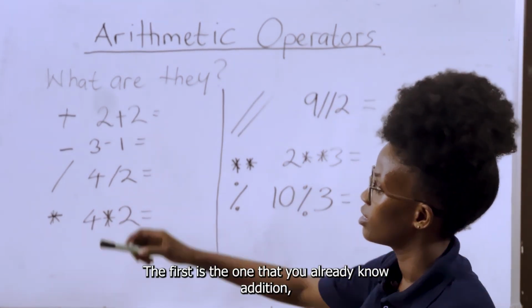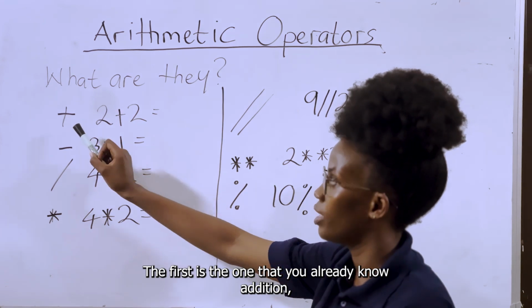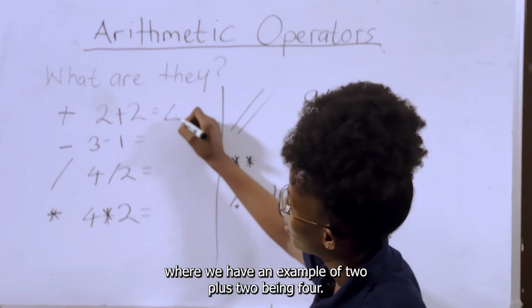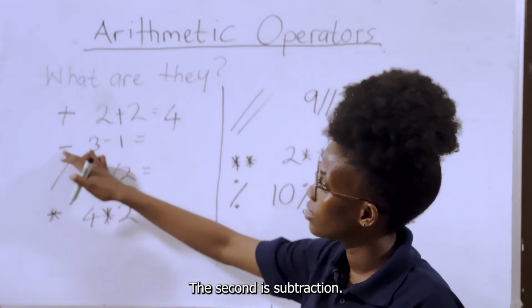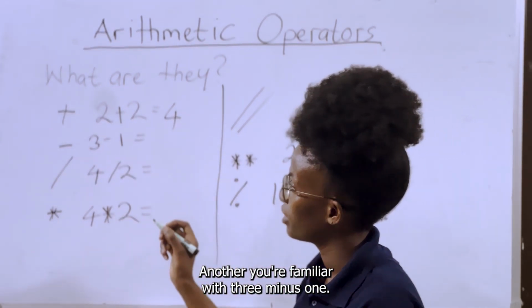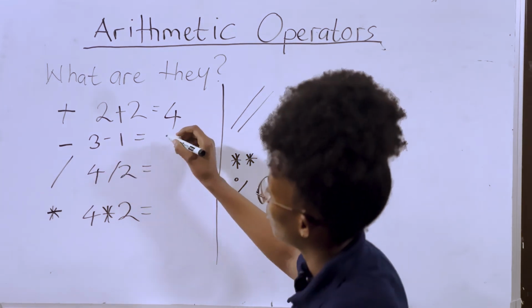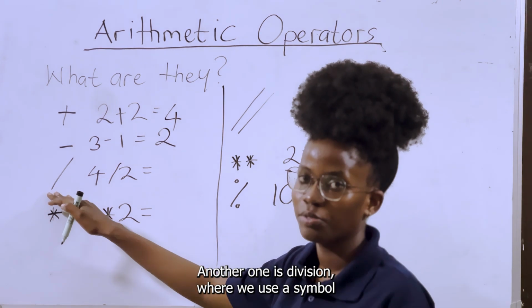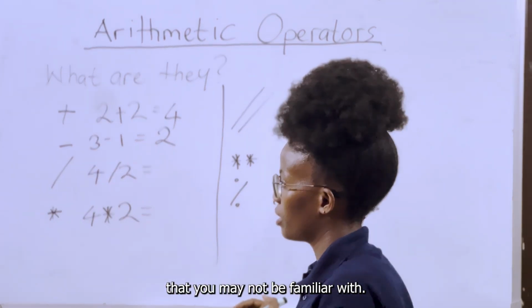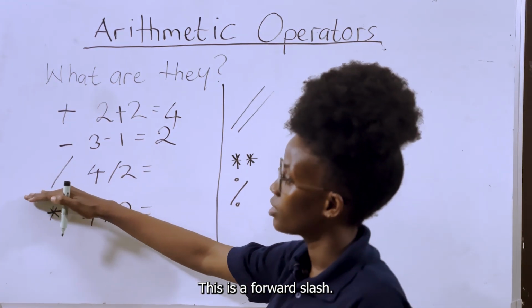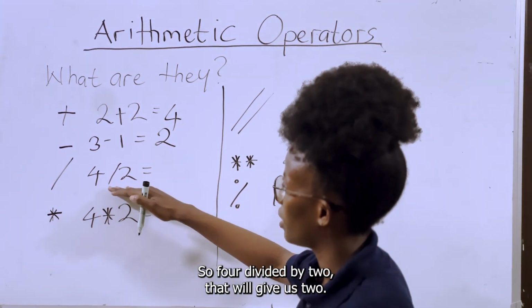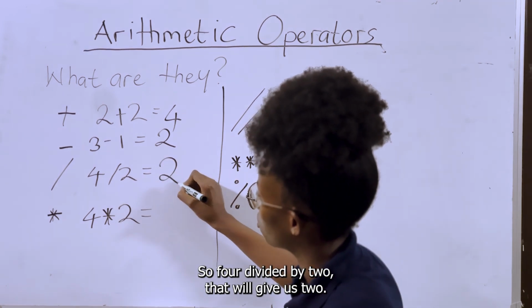The first is the one that you already know, addition, where we have an example of 2 plus 2 being 4. The second is subtraction, another you're familiar with, 3 minus 1, that would be 2. Another one is division, where we use a symbol that you may not be familiar with. This is a forward slash, and in Python, this is what we use for division. So 4 divided by 2, that will give us 2.